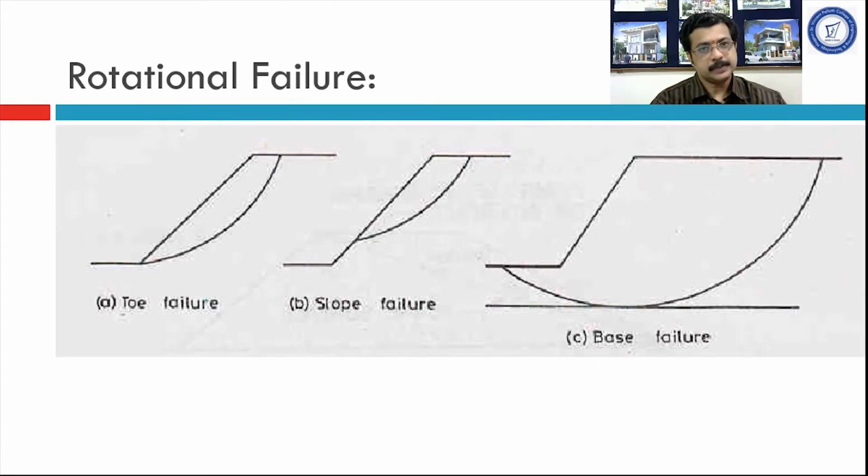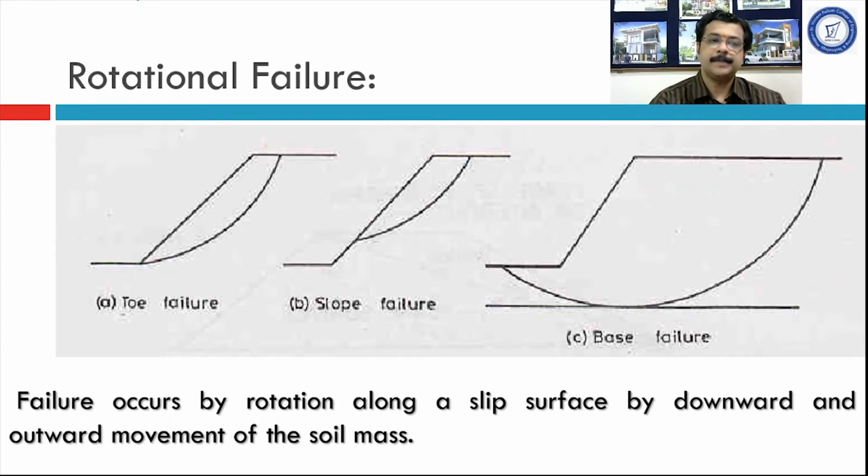It has 3 types. What are the 3 types? The first type is toe failure. Second type is slope failure, and third type is base failure. Now again observe the slope. This is the finite slope. This bottommost point of the slope is called the toe. This inclined face is called the slope. Now here you can observe this slip surface or slip circle is going through the toe almost, right? So this type of failure is called toe failure.